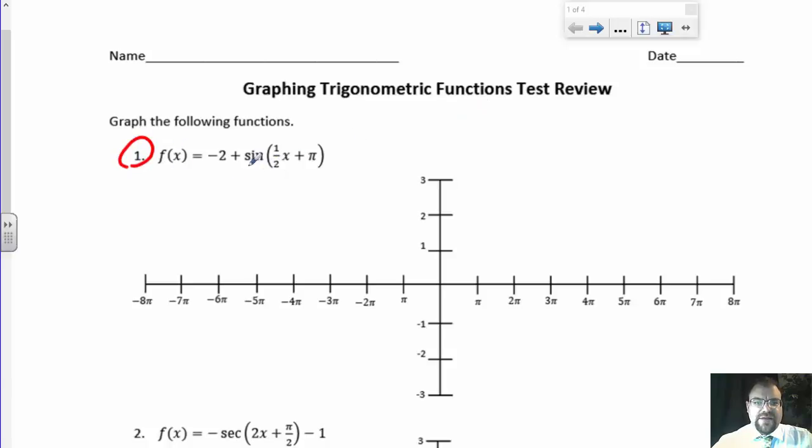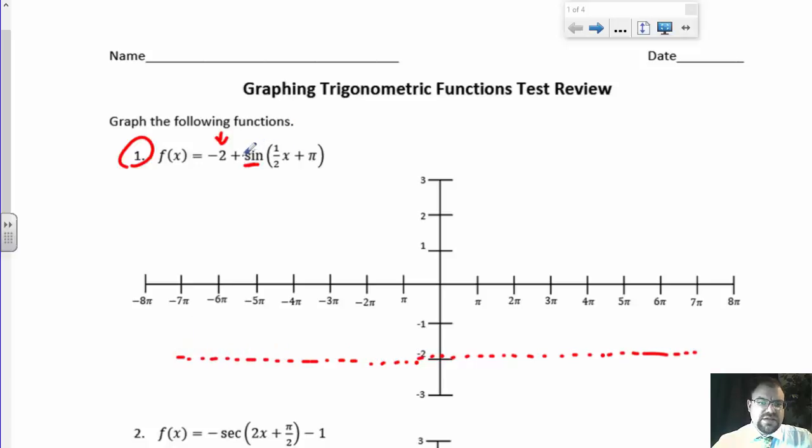This is a sine graph, a sinusoid, okay? So regular plain Jane sine graph. So this is your vertical shift, -2. So we're going to put the center line at -2. That's what that means. Usually it's on the x-axis, but we're moving it down by 2. And we're just going to put a little center line like this, okay?